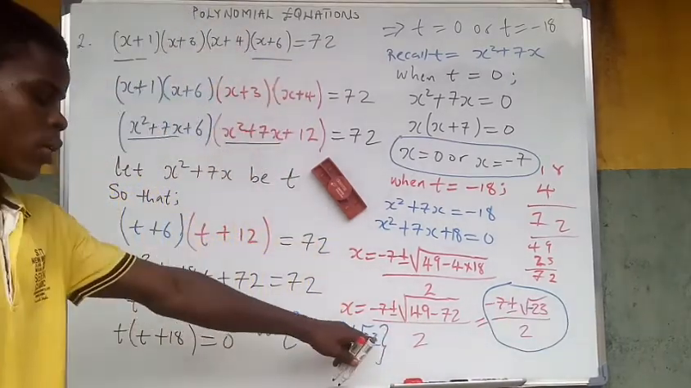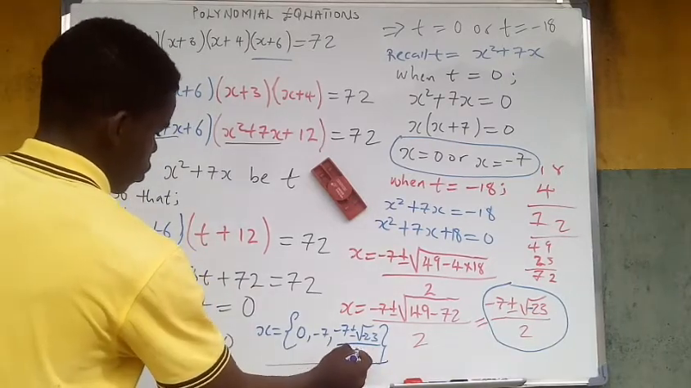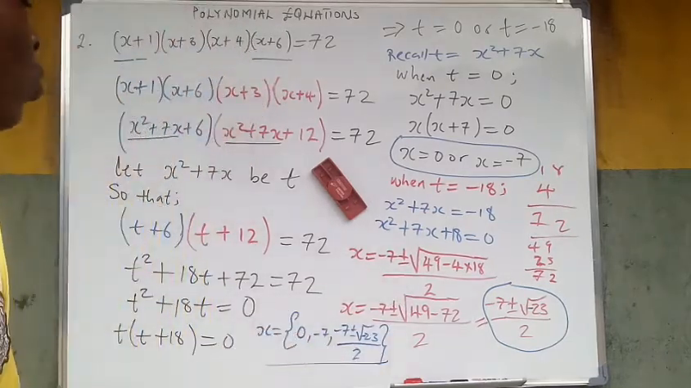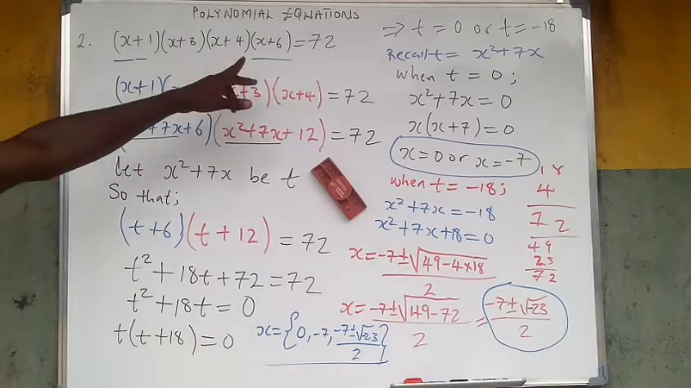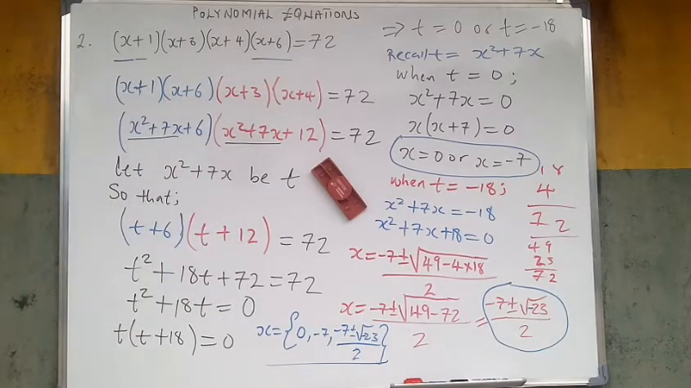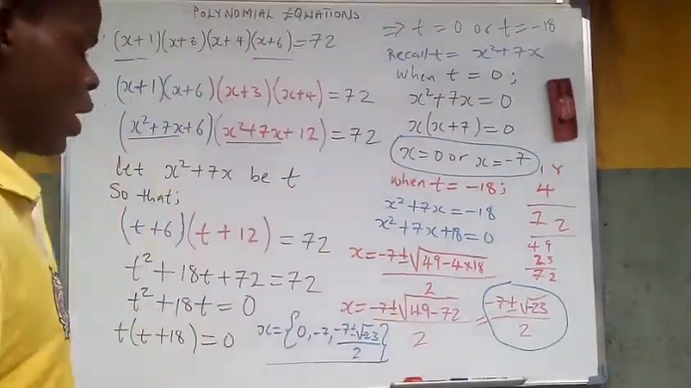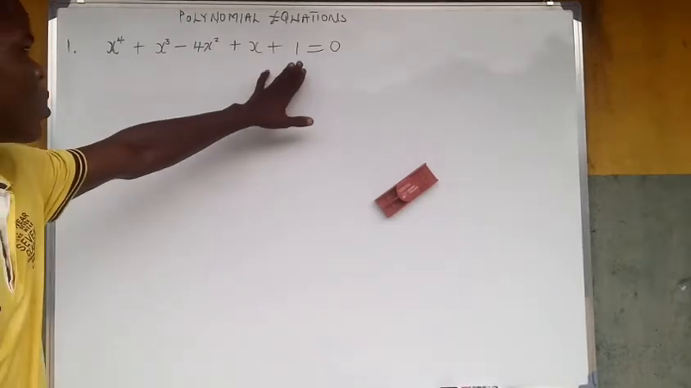Negative 23 is a complex number, so negative 23 over 2. These are the four values of x. Fixing these values, each of them would agree with this equation. I hope that's okay. First thing, we are going to group this x.